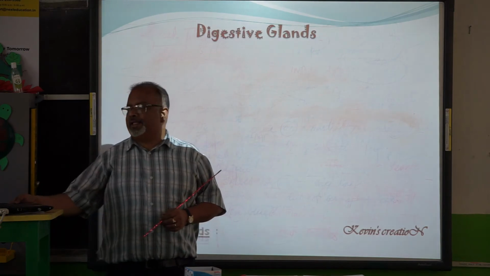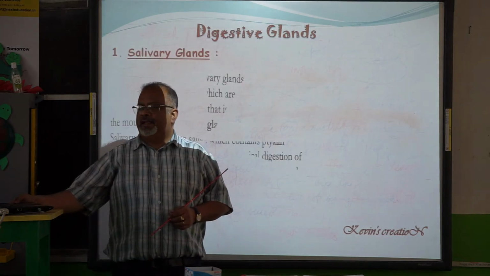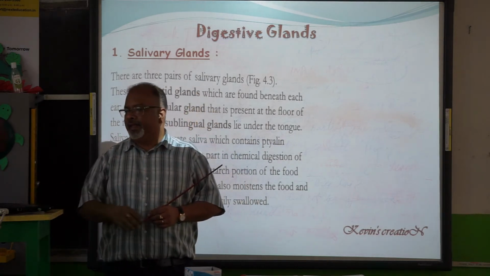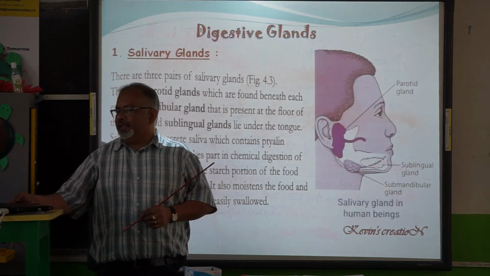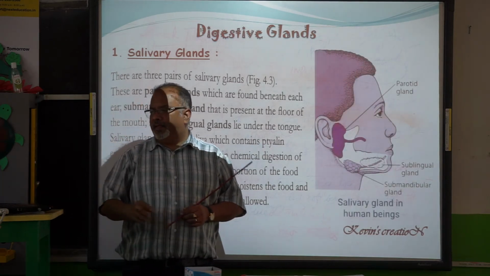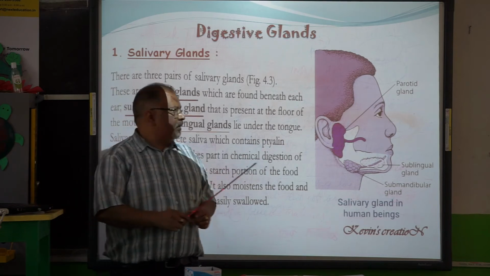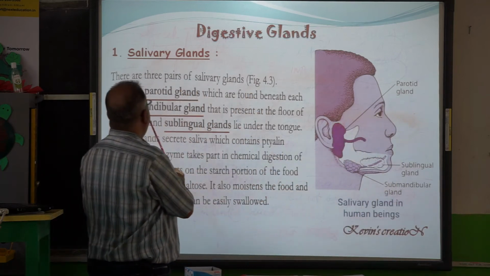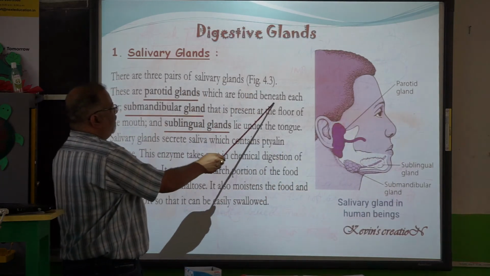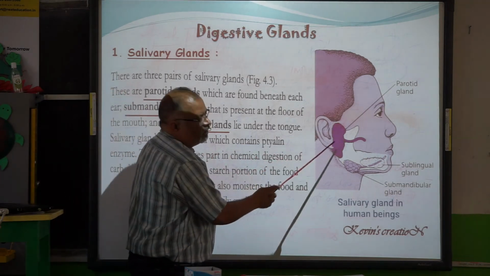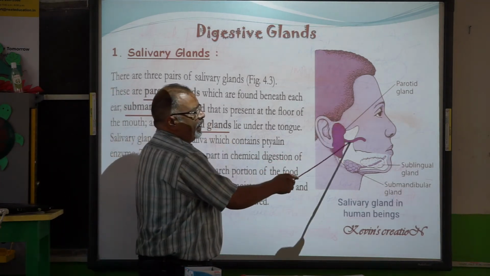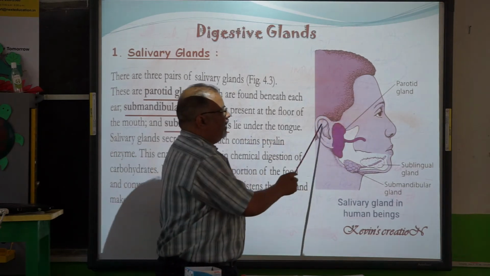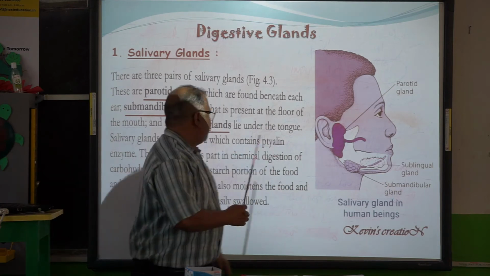Now we will be learning about digestive glands. The first is salivary glands, which is there in our mouth. Other day I told you there are three pairs of salivary glands. These are parotid. Here you can see parotid glands which are found beneath each ear. So below the ear, this side, you will have the parotid gland. So one pair of salivary gland, which is also called parotid gland, is present beneath the ear.